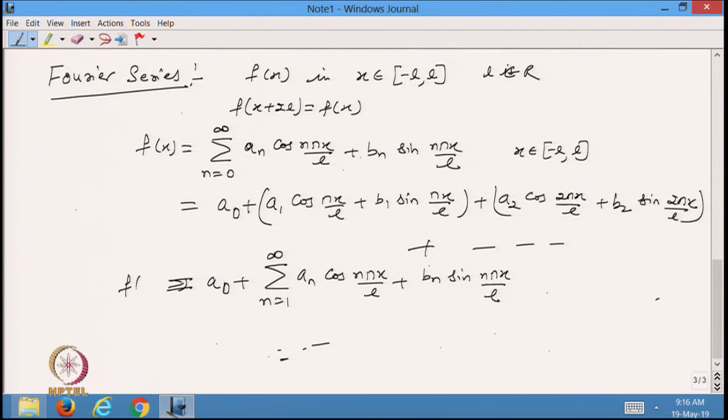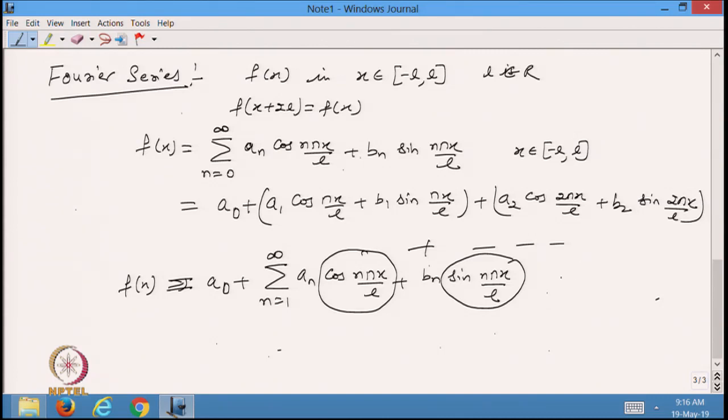So, my function is f(x). Now, on the right hand side, you see this is a cos function, this is a sine function, and what is the period of this function? So, we can write from here. In this case I am considering my function having the period 2L.